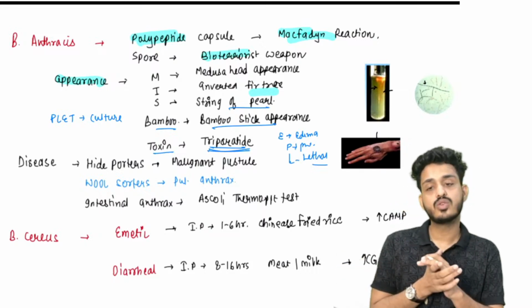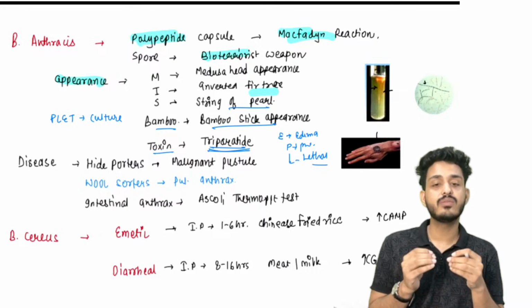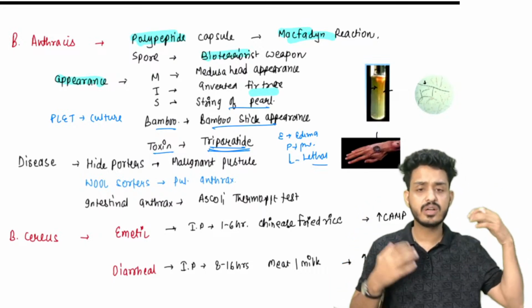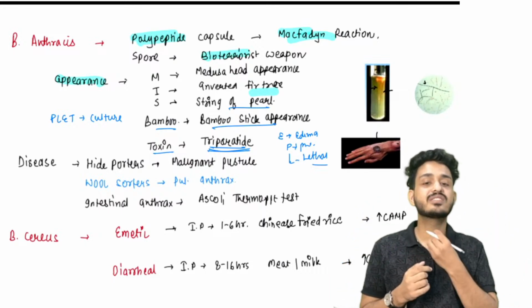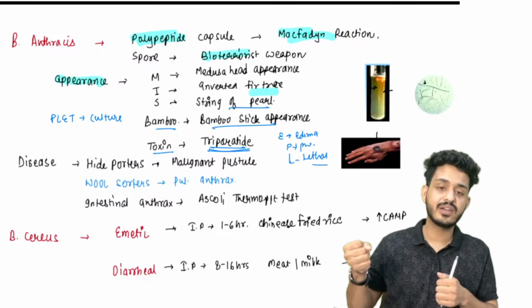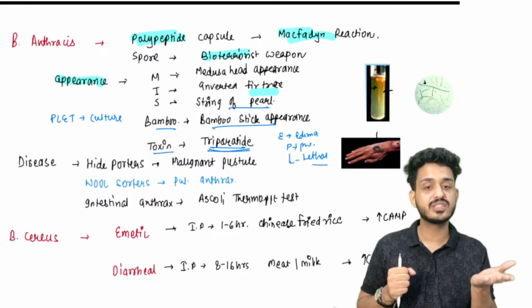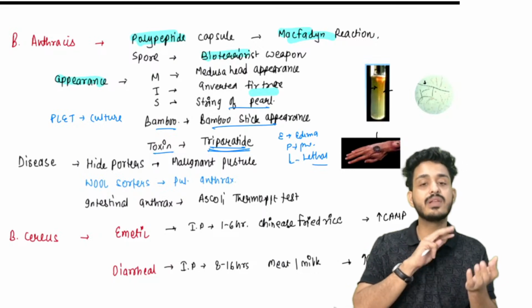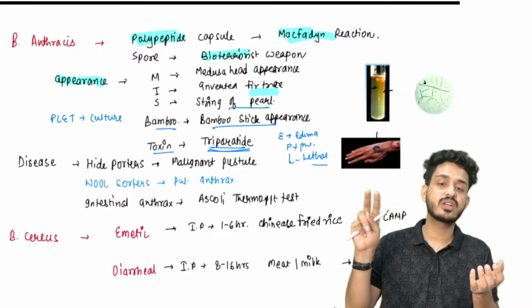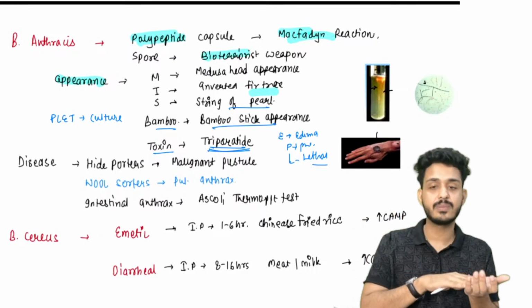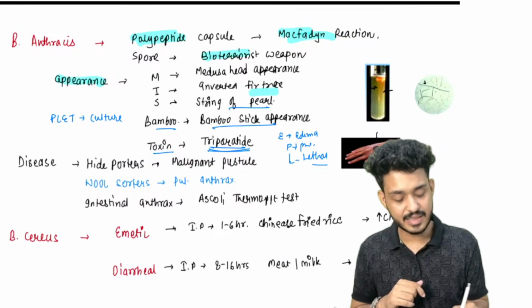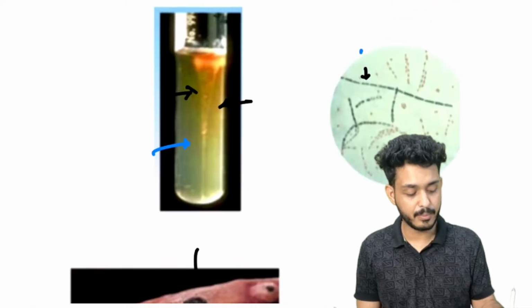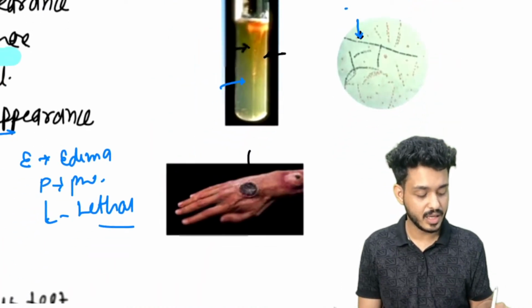So what do you have to remember? There is a miss. She is having a Medusa head appearance, an inverted fir tree like dress, and a string of pearls appearance. Apart from that, in one hand she is having a bamboo stick, and in the other hand she is having a plate. In the plate she is having a tripartite toxin. What is that tripartite toxin? It will be having three factors: edema factor, protective factor, and lethal factor. So those are the important appearances that you have to remember about anthracis. Okay, this is the inverted fir tree appearance. This is your bamboo stick appearance.